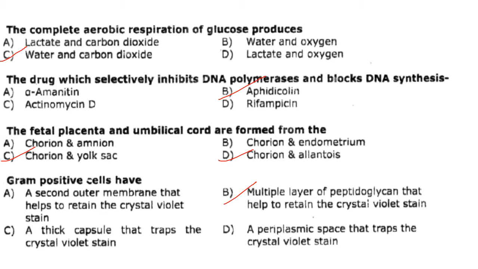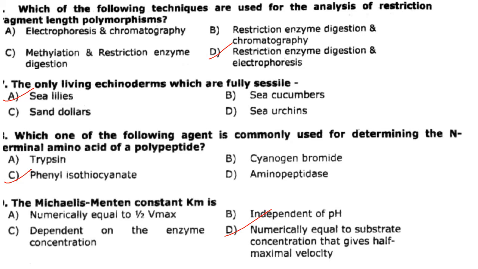Then next one. Gram positive cells have multiple layer of peptidoglycan that helps to retain the crystal violet stain. So that is the difference between gram positive and gram negative bacteria. Then next one. Which of the following techniques are used for the analysis of restriction fragment length polymorphism, that is RFLP? So they are using restriction enzyme digestion and electrophoresis. So that is the techniques that are followed for RFLP.